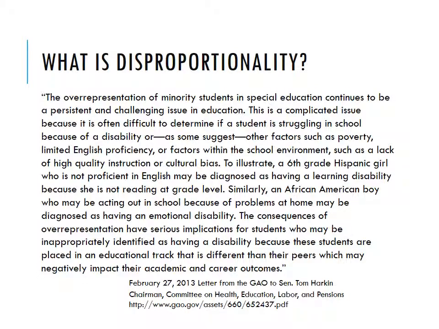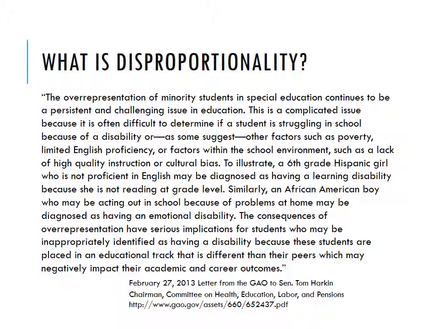In a February 2013 letter from the General Accounting Office to Senator Tom Harkin, disproportionality was explained in this way. The overrepresentation of minority students in special education continues to be a persistent and challenging issue in education. This is a complicated issue because it is often difficult to determine if a student is struggling in school because of a disability or, as some suggest, other factors such as poverty, limited English proficiency, or factors within the school environment, such as a lack of high-quality instruction or cultural bias.